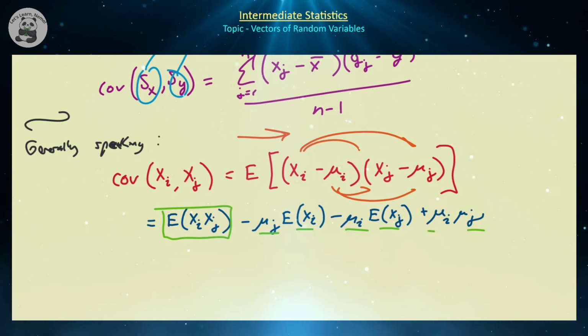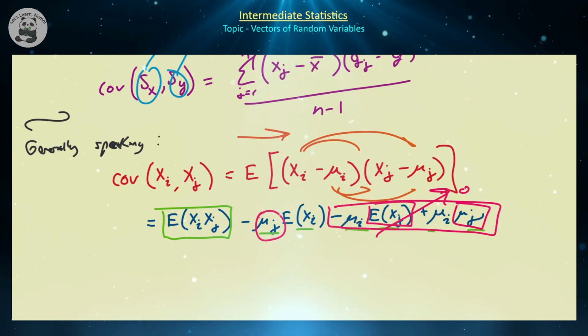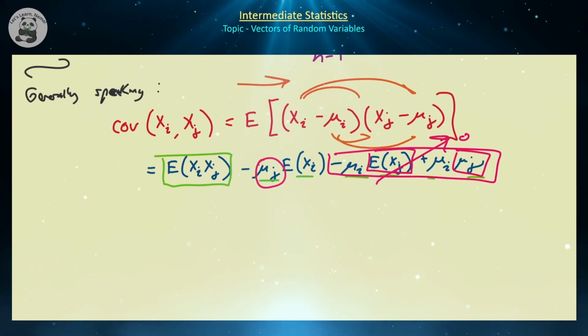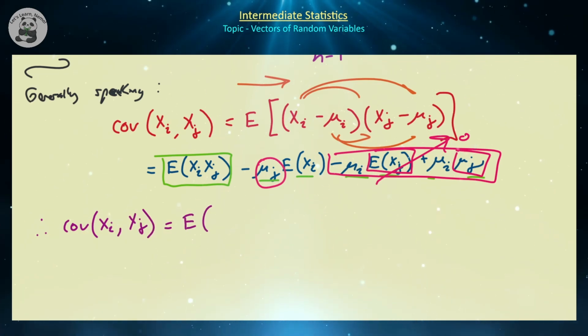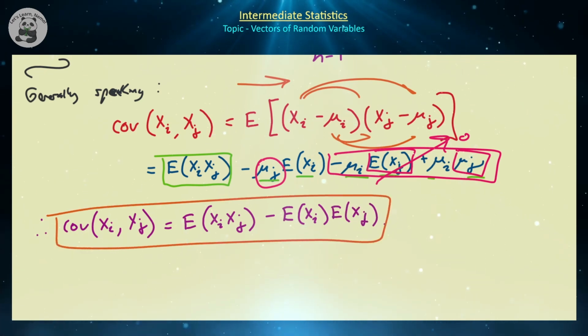Now keep in mind that the expected value of xj and mu j are actually equivalent ways of writing the same exact thing. Therefore, this is just going to cancel out to 0, and we already know that mu j is just another way of writing the expected value of xj again. So therefore, we have that the covariance between random variables xi and xj is just going to be equal to the product moment of xi and xj minus the product of first moments of xi and xj. So we have this particular identity, which should be familiar as well.